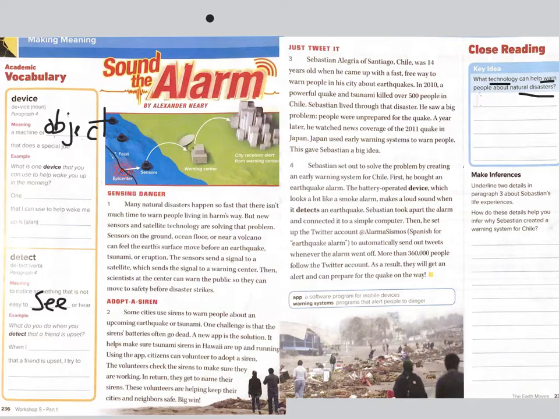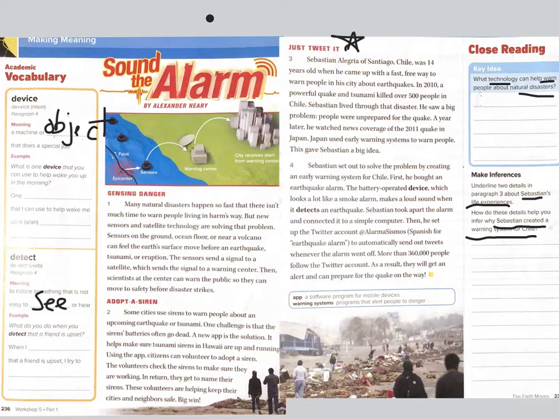The next question says, underline 2 details in paragraph 3 about Sebastian's life experiences. Well, the first thing I'm going to do is put a little star by paragraph 3 because I know that's an important paragraph to look at. And then I want to remember I need to underline Sebastian's life experiences. Now, how do these details help infer why Sebastian created a warning system for Chile? So I need to know that I'm going to restate the question. So when I restate the question, I know that the key words are Sebastian created a warning system for Chile because, and then we're going to go to our life experiences in paragraph 3.